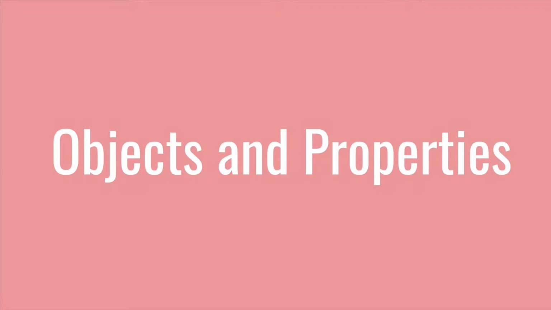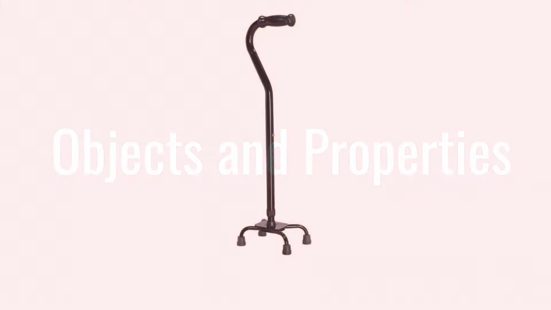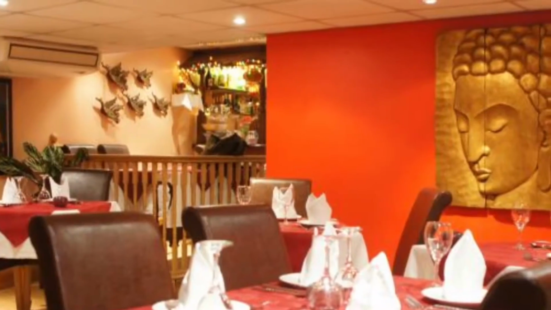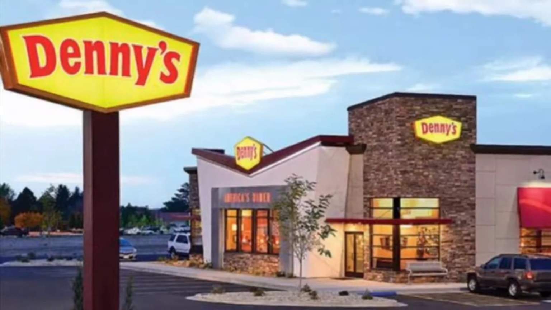Objects and properties used include shoes. Objects and properties used for the client with a total left knee replacement include a cane and shoes. Space demands for this occupation include a restaurant.